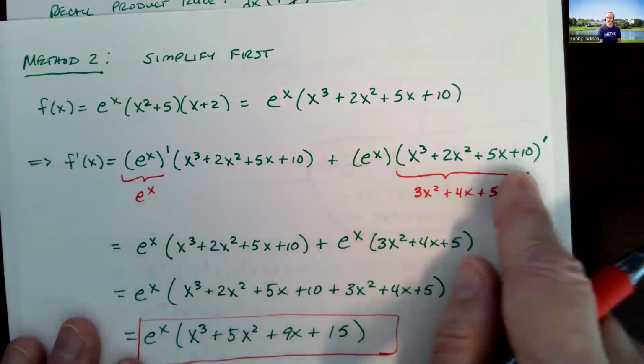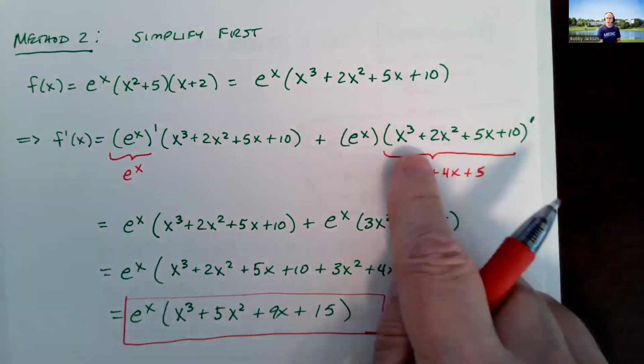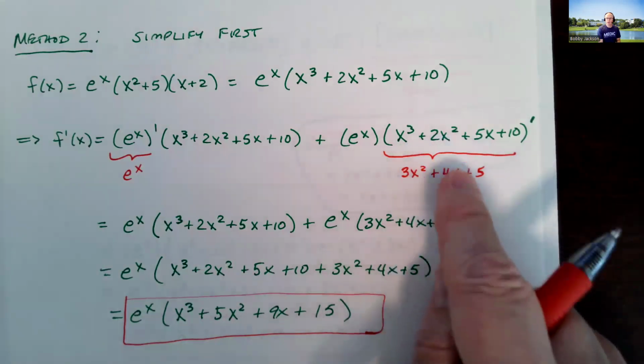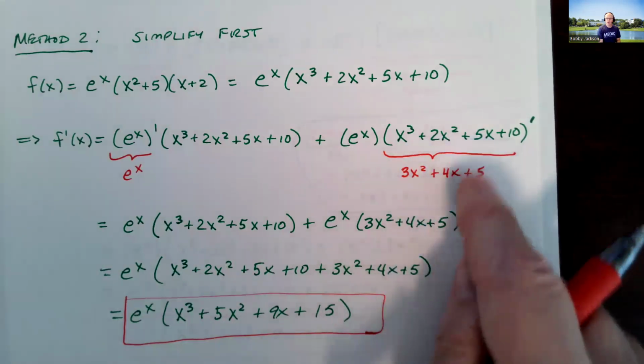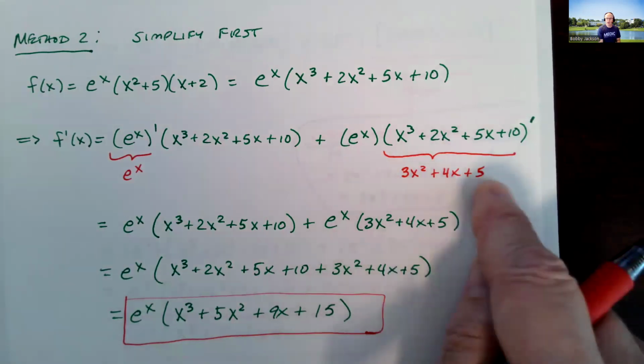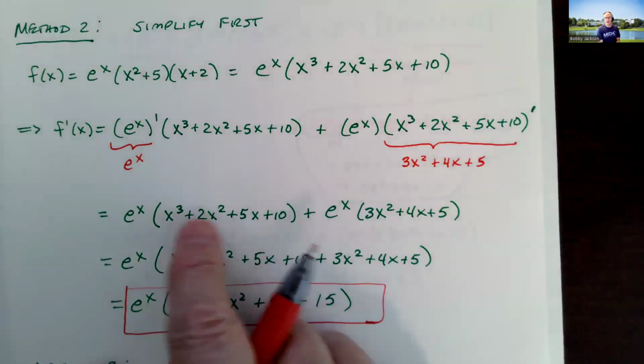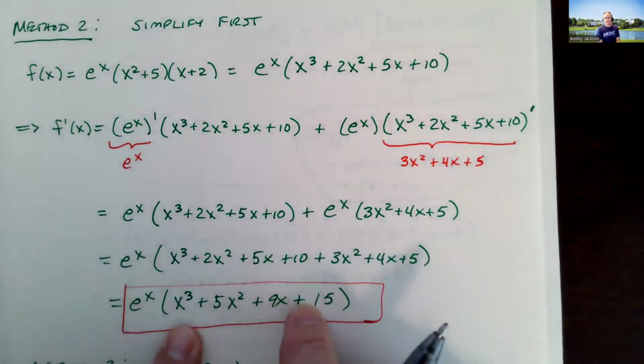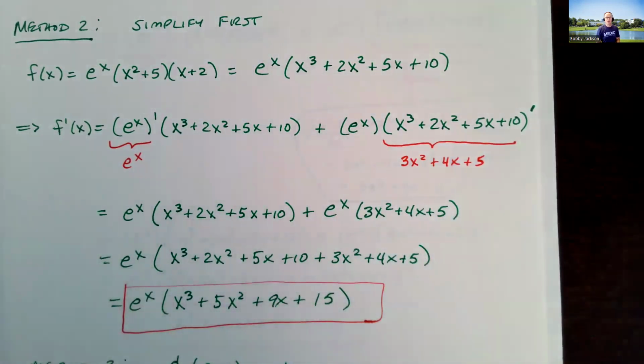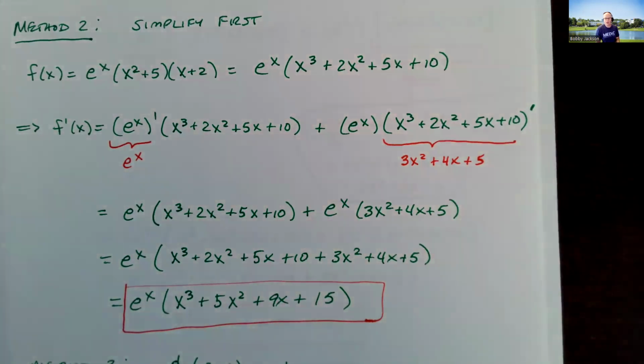Well, now we don't have to use the product rule essentially here. Derivative of x cubed is 3x squared, derivative of 2x squared is 4x, derivative of 5x is 5, derivative of 10 is 0. And we get that. Of course, that's what we got when we did use the product rule. And then I go ahead and factor out the e to the x. Everything from here on down is the same as we did in the first method. Okay, so there's two methods that get you the same result.